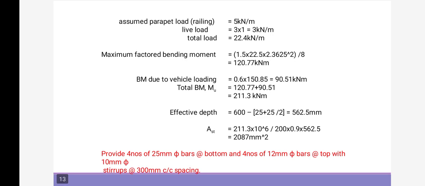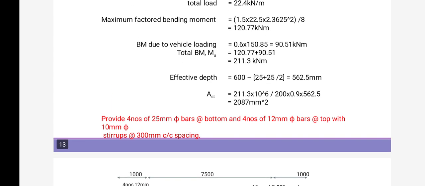So next to find out the maximum factored bending moment. WL squared by 8. So substitute the value. Answer is 120.77 kilonewton meter. Similarly, the bending moment due to vehicle loading. So answer is 90.51 kilonewton meter. The total bending moment is equal to 120.77 plus 90.51. So answer is 211.3 kilonewton meter.